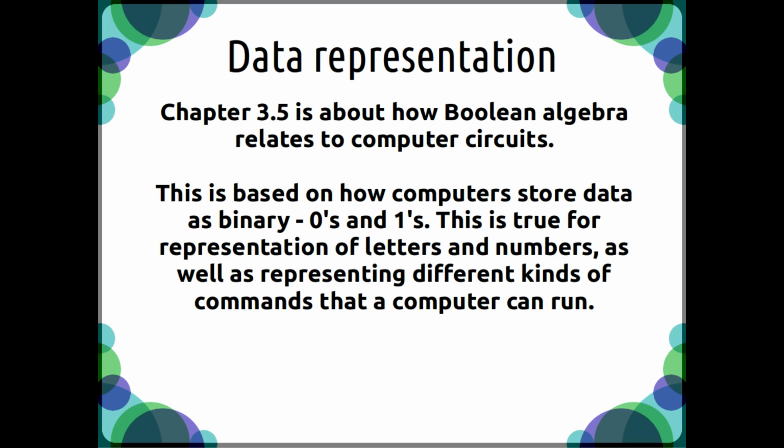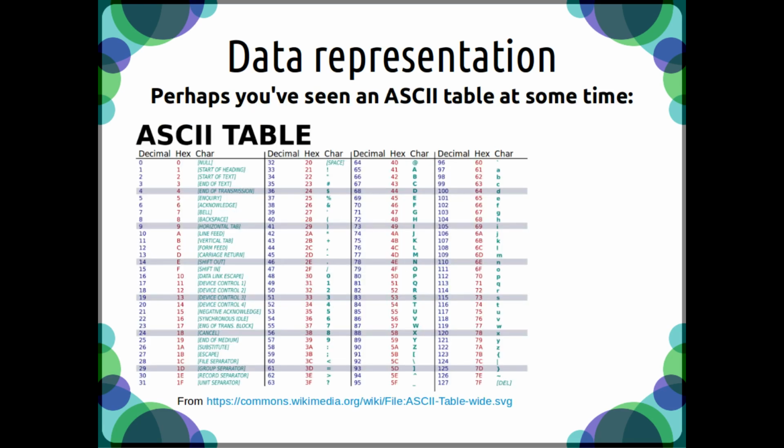Chapter 3.5 is about how Boolean algebra relates to computer circuits. This is based on how computers store data as binary, zeros and ones. This is true for representation of letters and numbers, as well as representing different kinds of commands that a computer can run. Have you ever seen an ASCII table before?